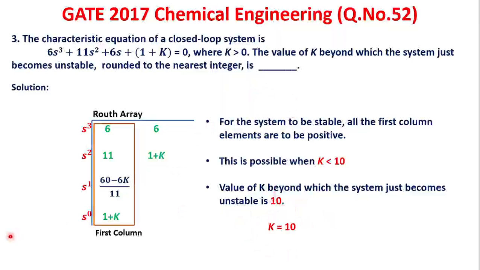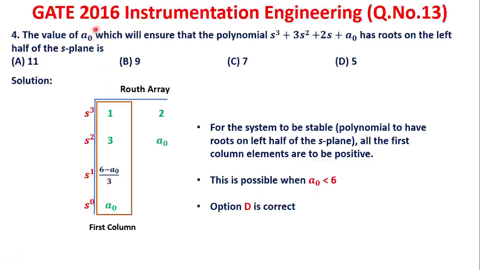So let us move on to the next problem, problem number 4. It is taken from 2016 Instrumentation Engineering, question number 13. What is the value of a naught that will ensure that the polynomial s cube plus 3s square plus 2s plus a naught has roots on the left half of the s plane? That is given. So formulate the Routh array. First row 1, 2, next row 3, a naught as usual. So 3 into 2 minus a naught by 3, all that we have to do.